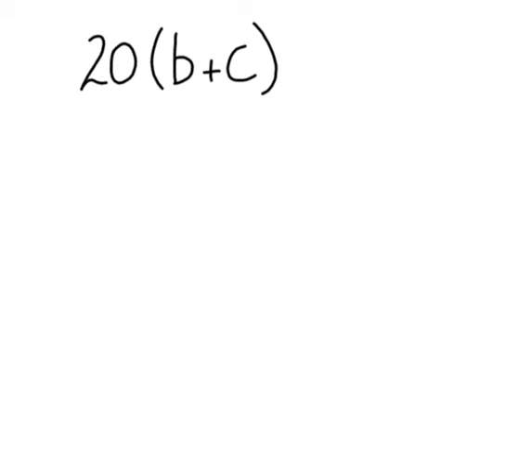If that was our expression and we needed to expand it, we would want to distribute that multiplication. So we would multiply 20 by b and 20 by c, and what we would come out with is 20b plus 20c. That would be your simplified answer. So that's just one way to understand that multiplication has been distributed over the addition. Let's get rid of that.